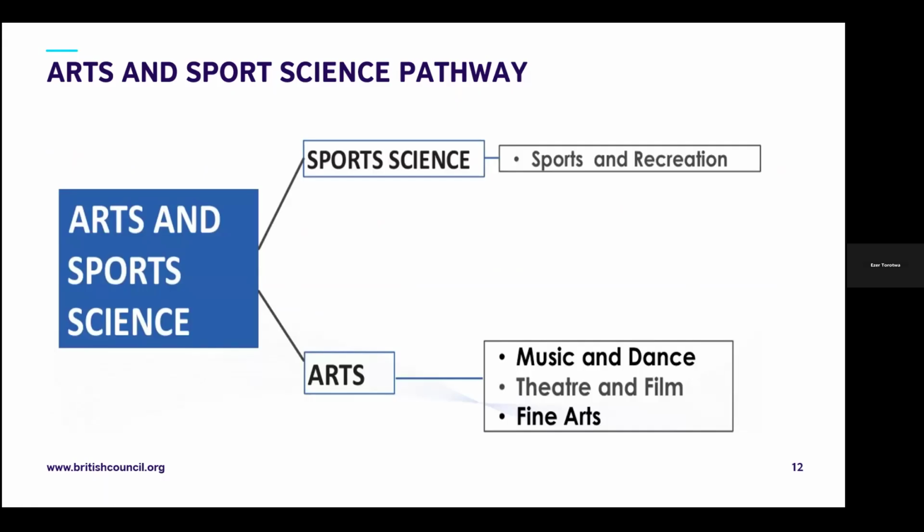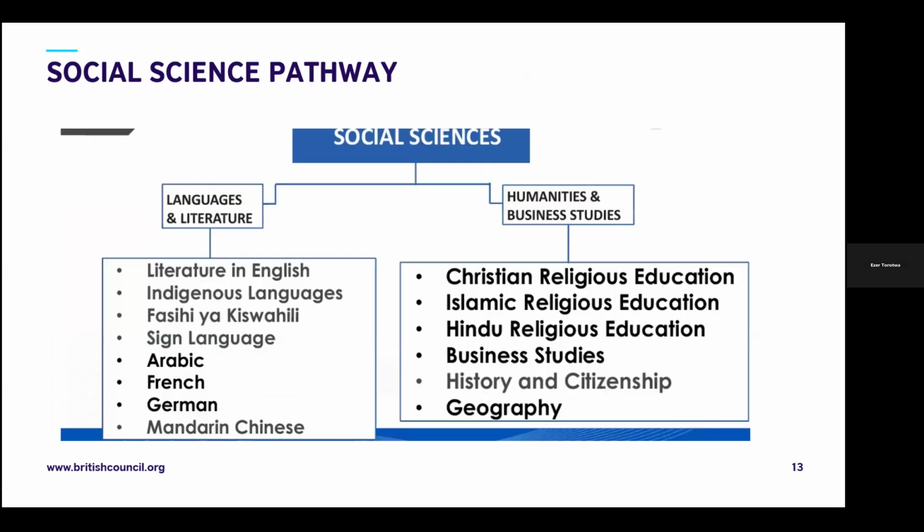We have three pathways in senior school. The first one is the arts and sports pathway, where it has been divided into two: sports science and arts. In sports science, we have sports and recreation, whereas in arts, we have music and dance, theater, fine arts, and what have you. In the second pathway, we have the social science pathway.